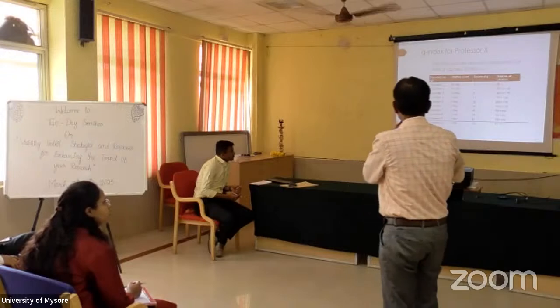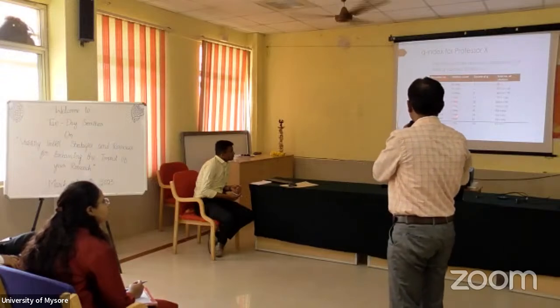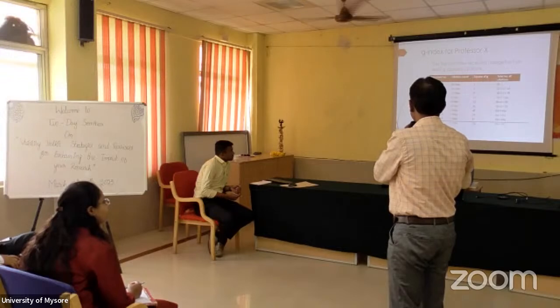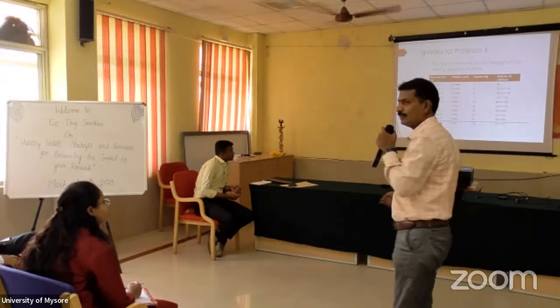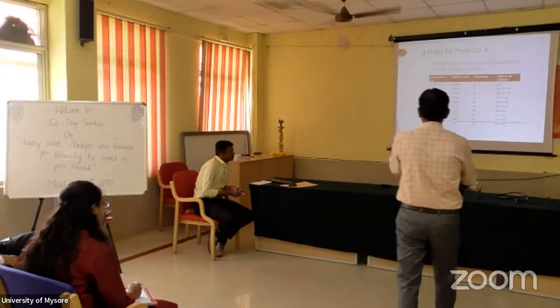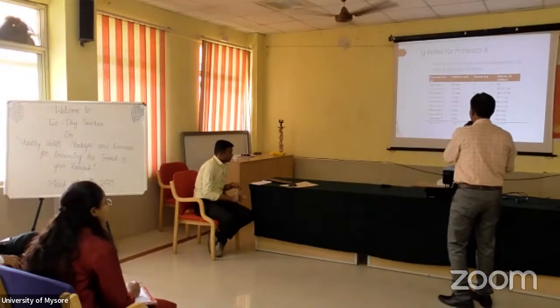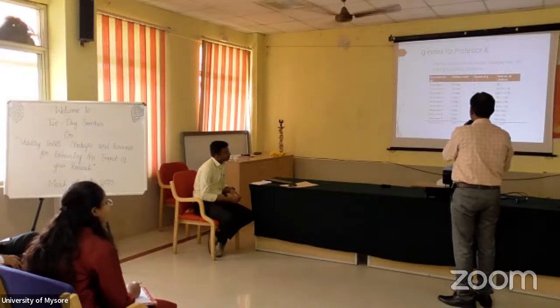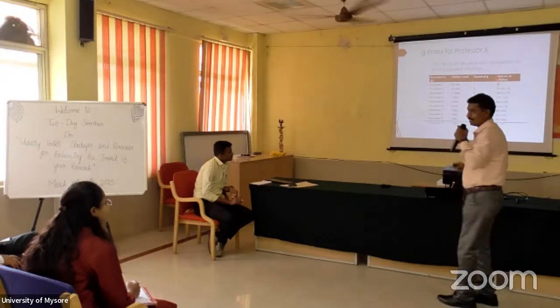So this is called what? The citation. This is g. This is citation. What is this? Square of g. Document 1 means 1 square is 1, 2 square is 4, 3 square is 9, 9 square is 81, 10 square is 100. So this is called g square. This is called the total number of citations.